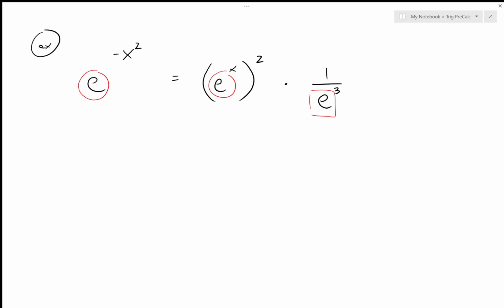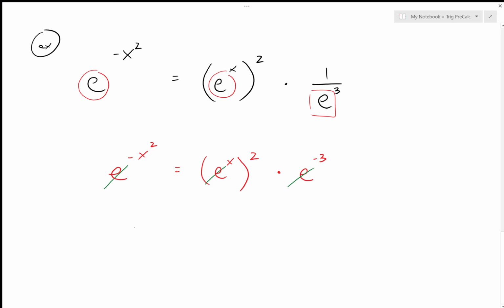The way we remember to bring that to the top is to rewrite it, and then the 3 becomes a negative 3. So we still have e to the x squared equals e to the negative 3. Now they all have an e base, and if they all have an e base, then they all cancel. Boom, boom, boom.